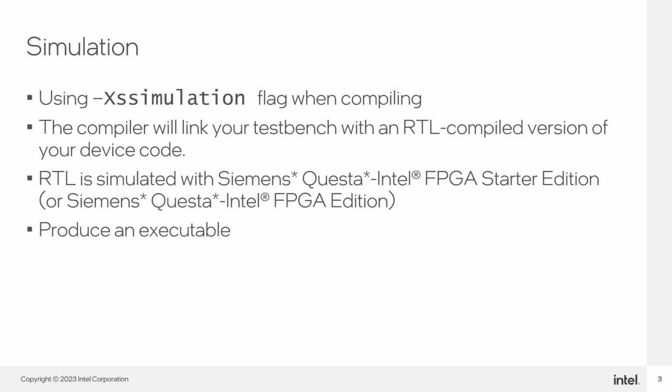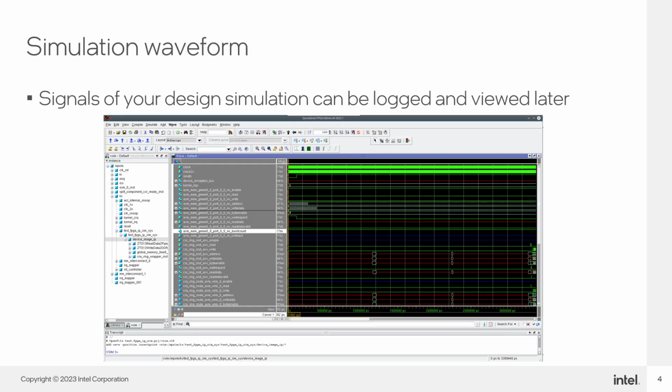Your IP design can be compiled to simulation with the XS simulation flag. The compiler links your C++ testbench with an RTL compiled version of your device code that runs in an RTL simulator. An executable is produced in the end. Signals of your design simulation can be logged and viewed later.